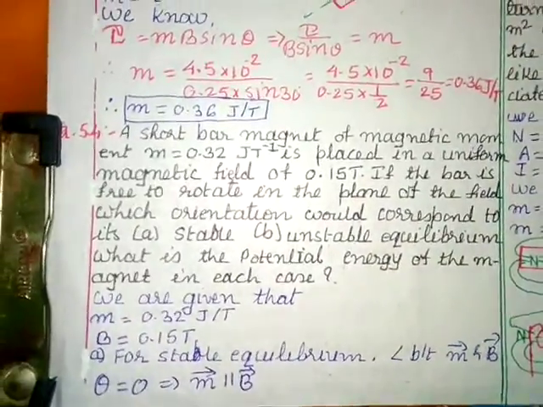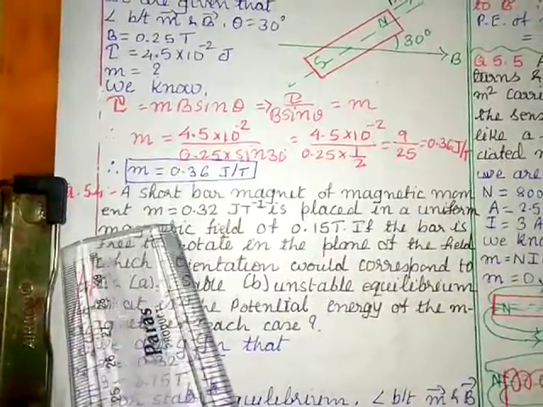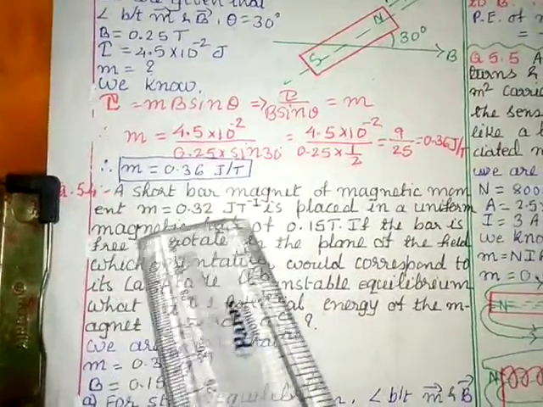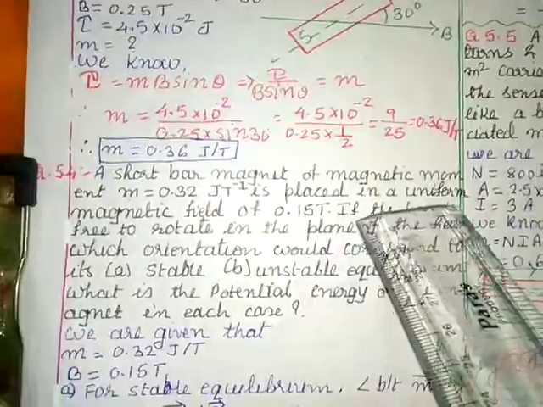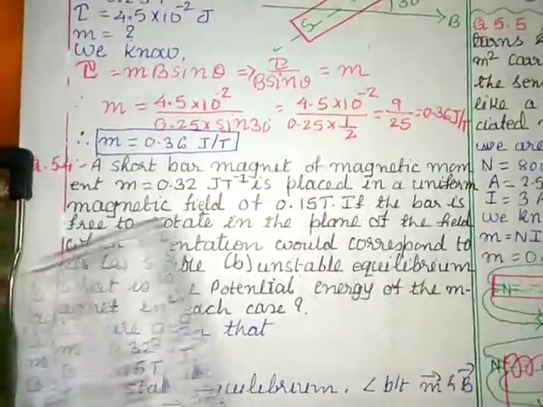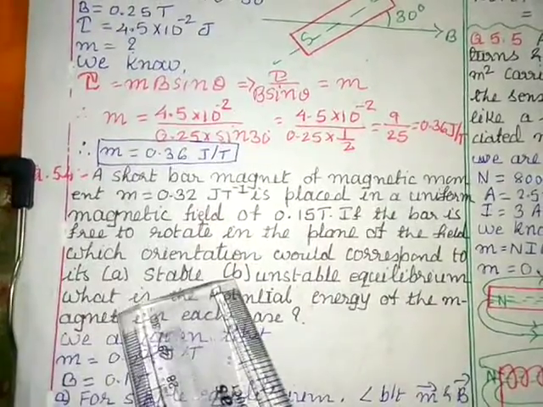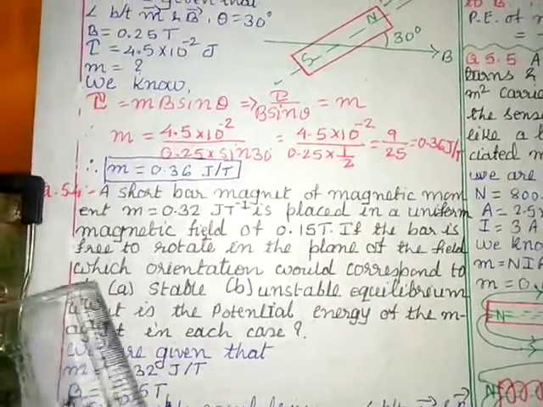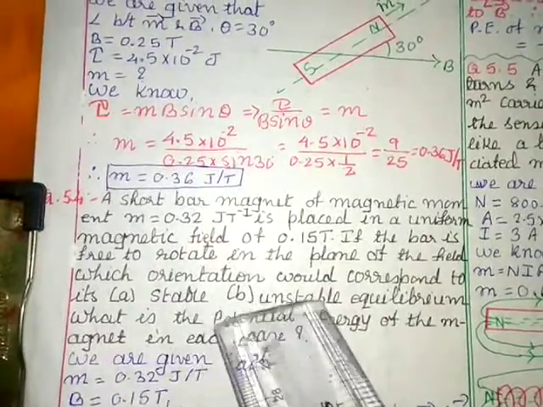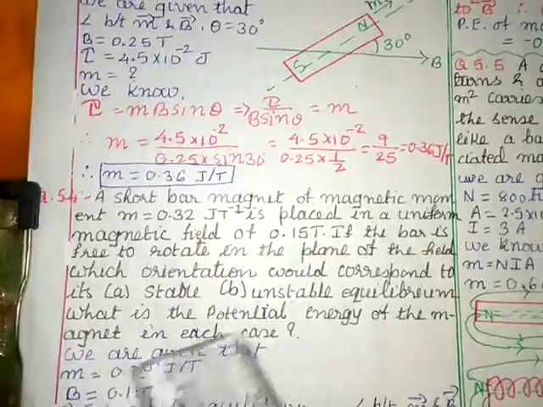Question number 5.4. A short bar magnet of magnetic moment M is equal to 0.32 joule per Tesla is placed in a uniform magnetic field of 0.15 Tesla. If the bar is free to rotate in the plane of the field, which orientation would correspond to its number A, stable, number B, unstable equilibrium? What is the potential energy of the magnet in each case?